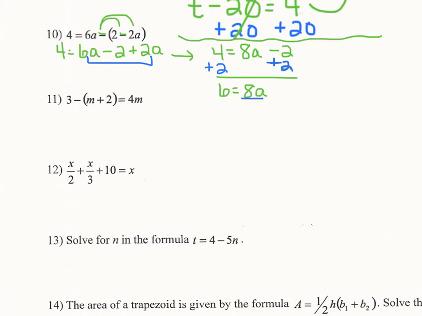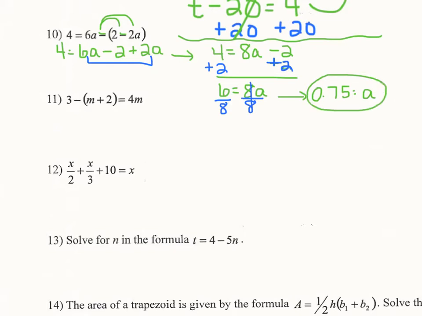Let's divide by 8, divide by 8. This one is going to be a little weird. 6 divided by 8 is 0.75. So I end up with 0.75 equals a. There's your final answer.